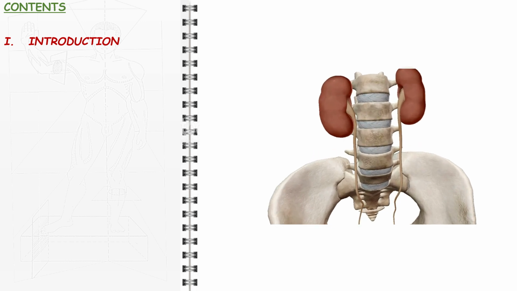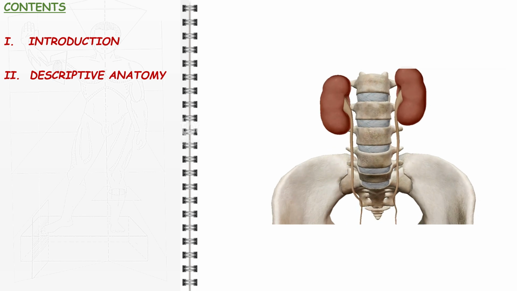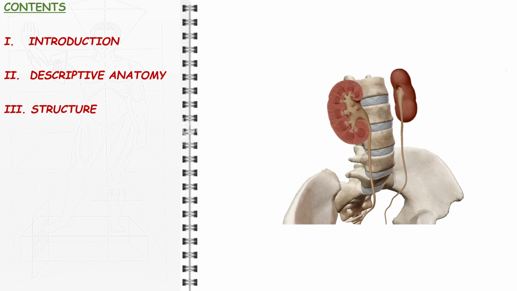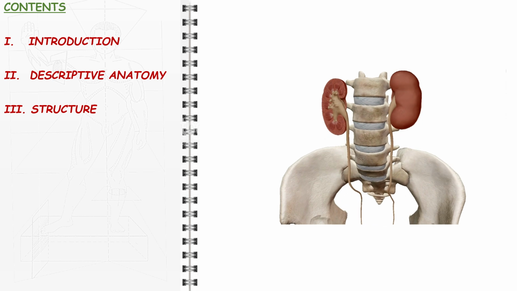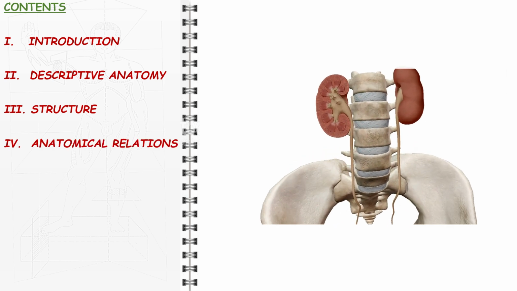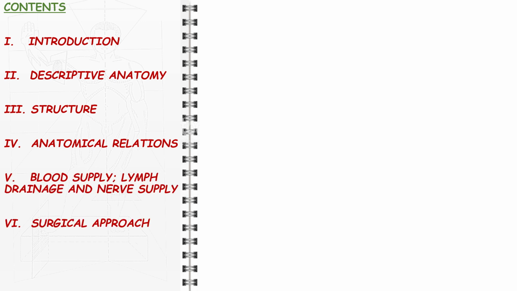Following that, we will focus on the descriptive anatomy of the kidneys, including their parenchyma, excretory tract and supports. Next, we will take a closer look at the layered structure of the kidneys. We will then explore the anatomical relations that each kidney establishes as a symmetrical in shape but asymmetrical in situation and relations, retroperitoneal and thoraco-abdominal organ. Afterwards, we will proceed to describe the blood supply, lymph drainage and nerve supply of each kidney.